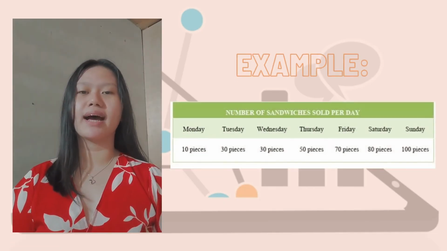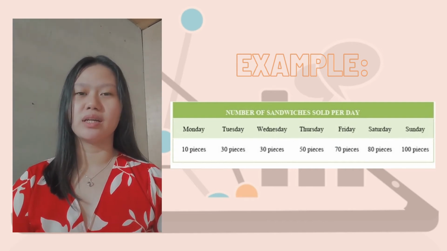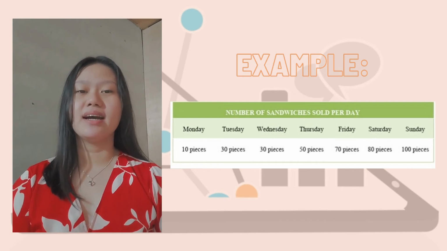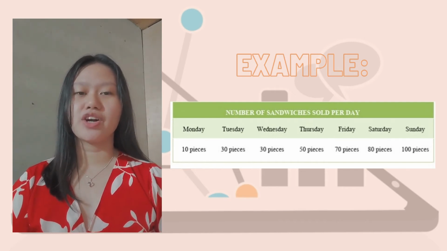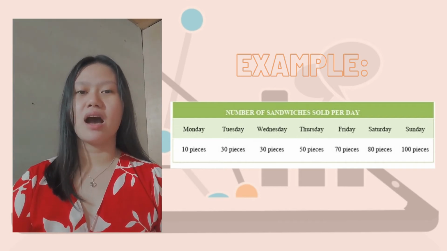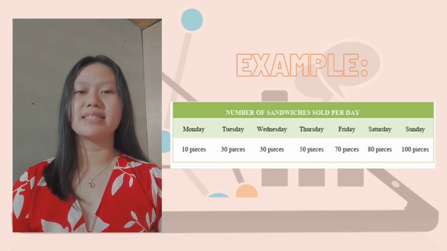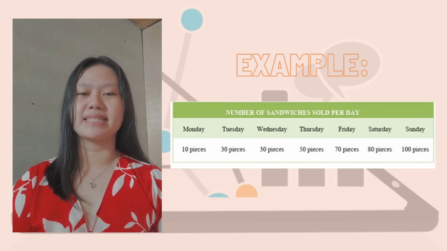Example of broken line graph. The tabular data shows that on Monday, there are 10 pizzas sold. On Tuesday and Wednesday, there are 30 pizzas sold. On Thursday, there are 50 pizzas. Friday, 70 pizzas. On Saturday, 80 pizzas. And lastly, Sunday, there are 100 pizzas.